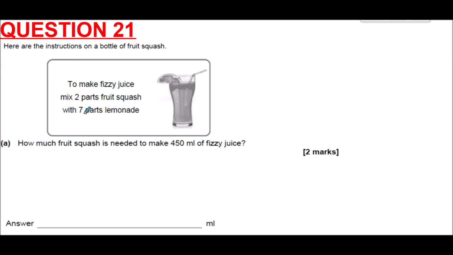Question 21, we've got a ratio question relating to a fizzy drink. And so we've got instructions on how to make fruit squash. So it's mixing 2 parts squash with 7 parts lemonade.